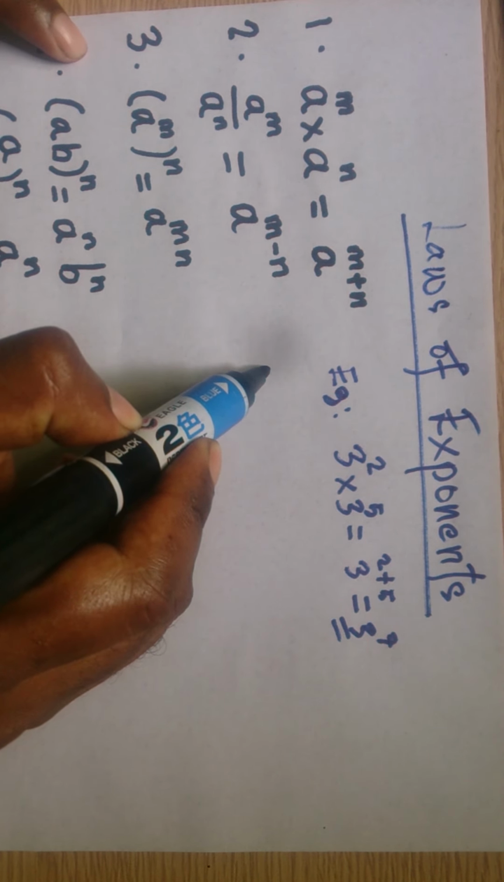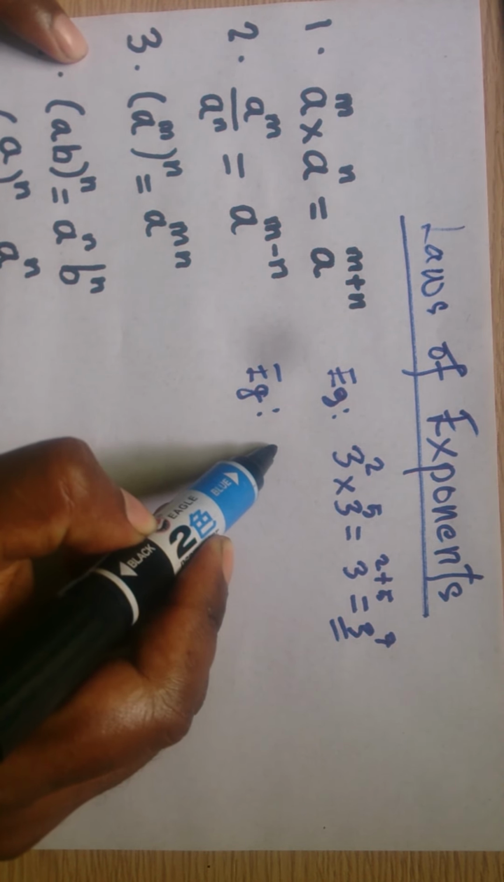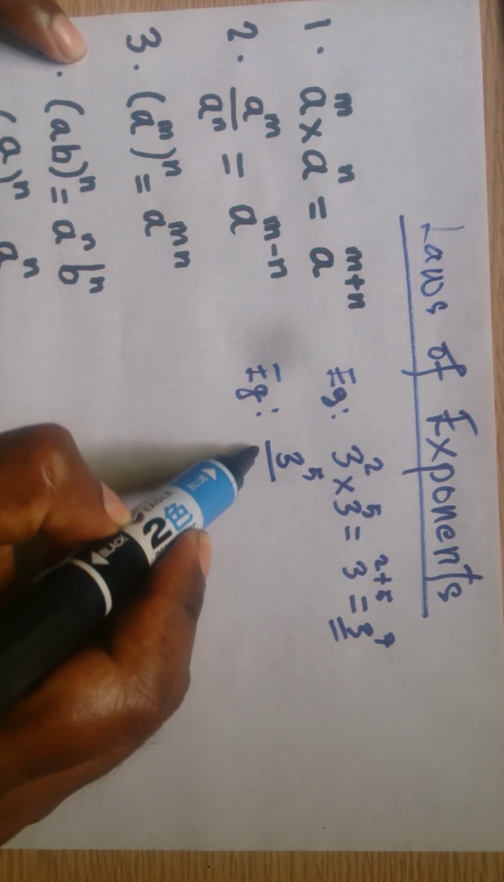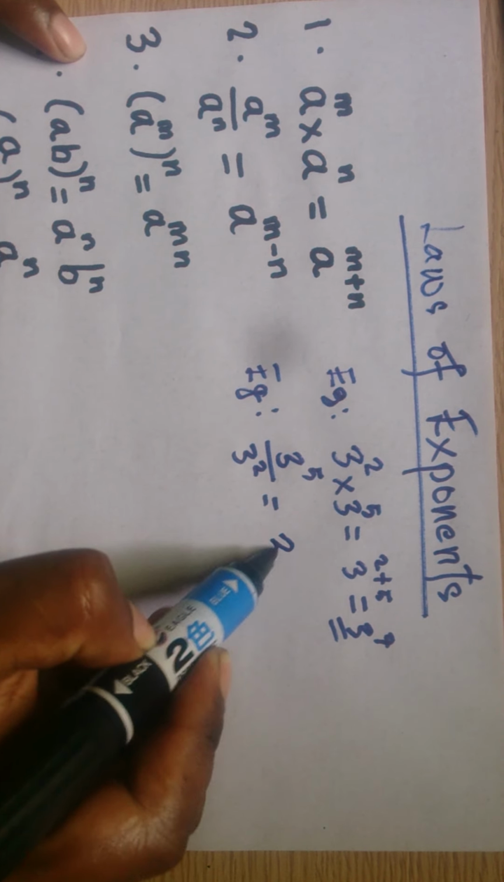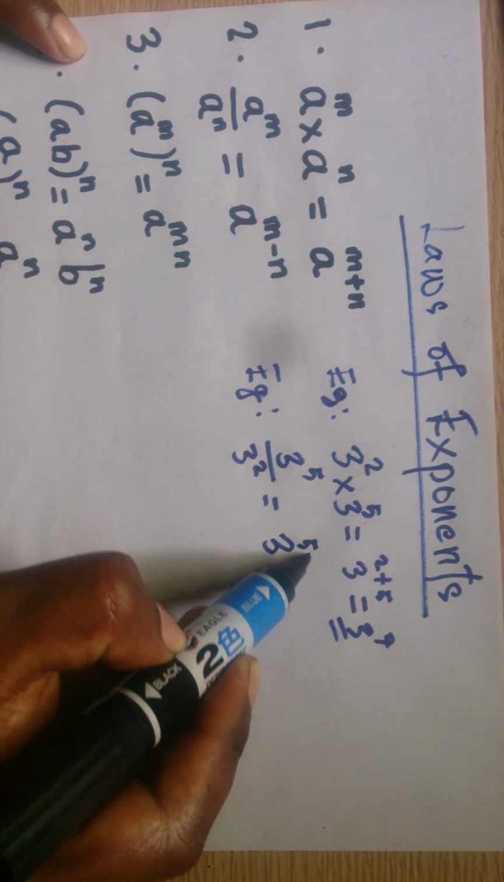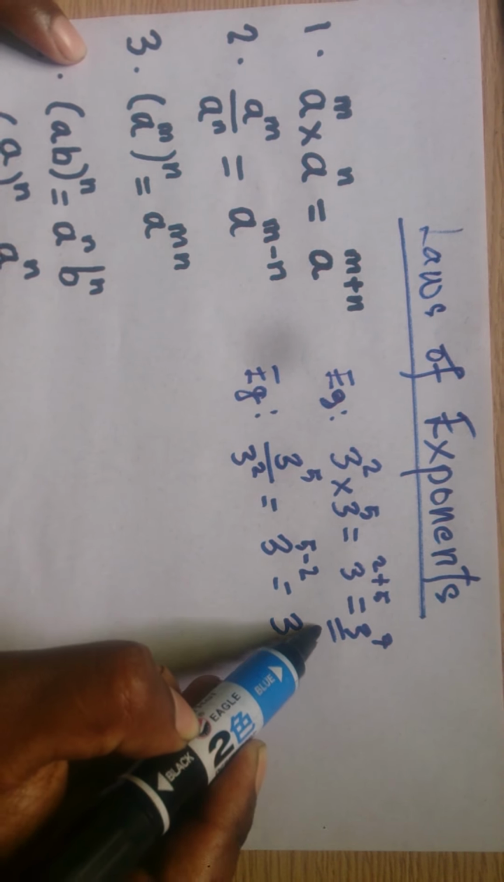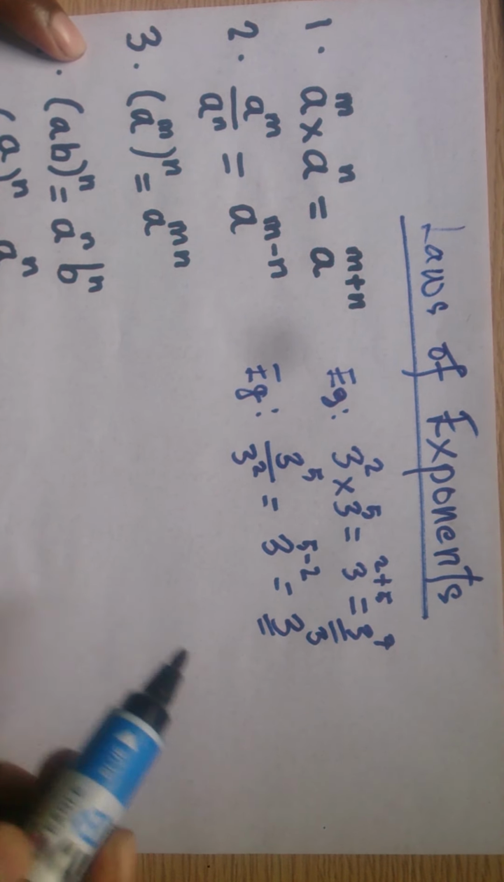Let's have an example. If we have 3 raised to 5 over 3 raised to 2, we have 3 raised to 5 minus 2. We have 3 raised to 3. That is our final answer.